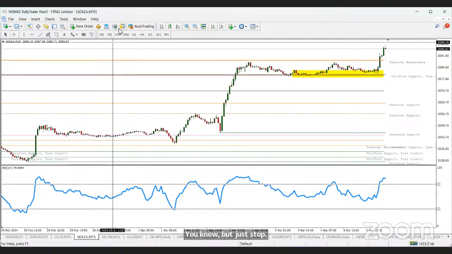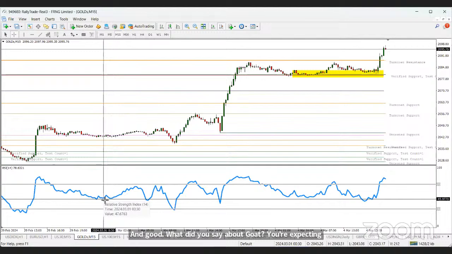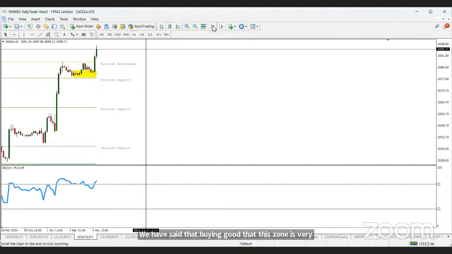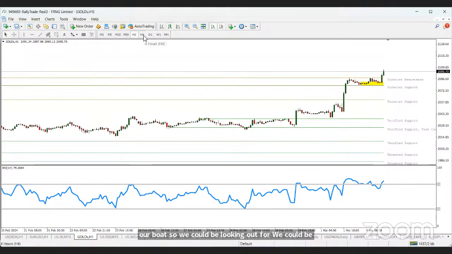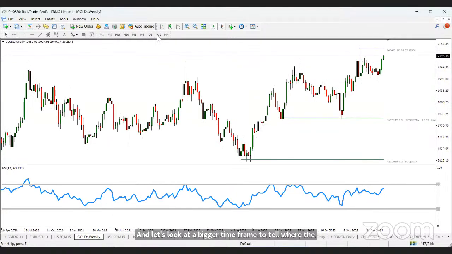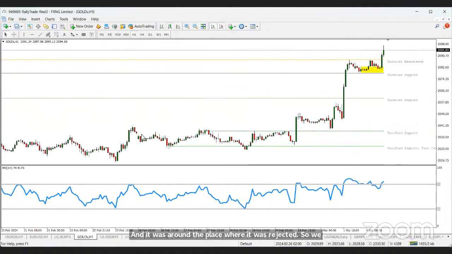Then gold. What did we say about gold? We're expecting gold to retrace towards this place before we look out for a buy on gold. We have said that buying gold at this zone is very risky because it is overbought, even on 1 hour. So we could be looking out for selling gold from the nearest resistance. Let's look at a bigger time frame to tell where the nearest resistance is. Price has only been to this place once, and it was rejected around there. So we need to be very careful with further buys on gold. It's best to wait for some level of retracement before we buy gold again.